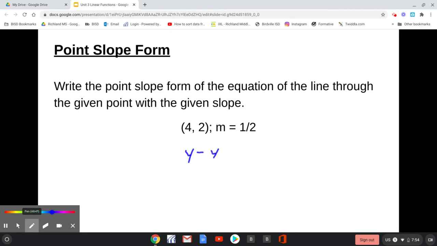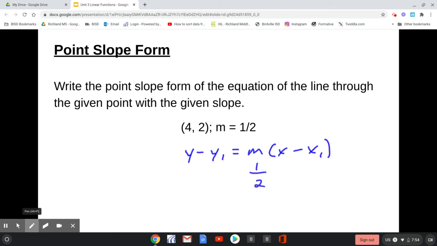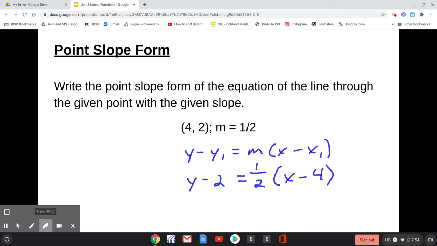y minus y1 equals m times x minus x1. Okay? So we know m is 1/2. Our slope is 1/2. And x minus, and we know the point is 4, and we know the y in the point is 2. So we're going to put y minus 2. And that's it. So let's see what else we have.